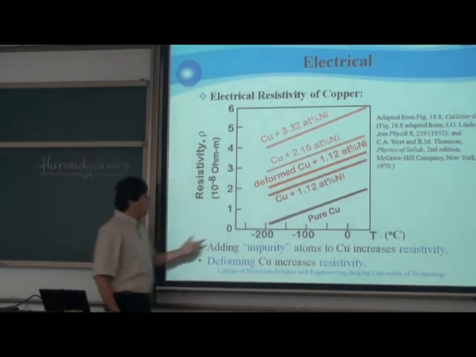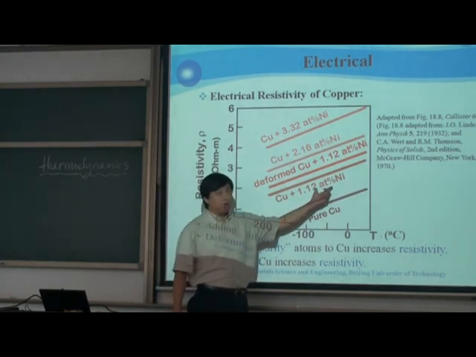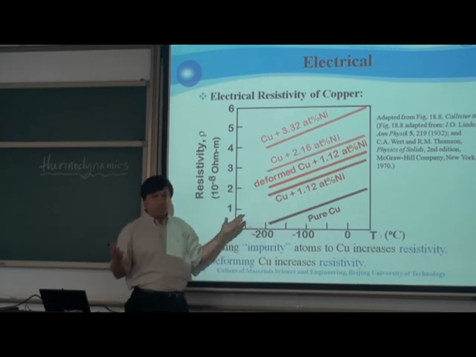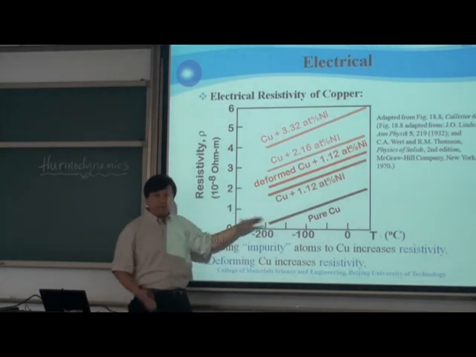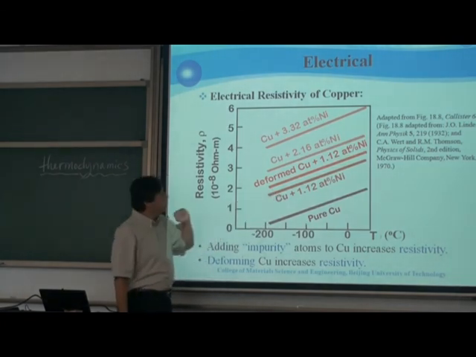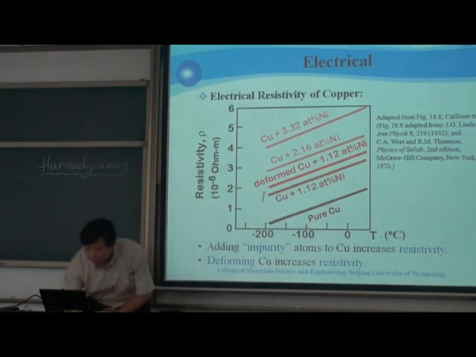Where's the difference? Because why? This is pure copper. If you add 1.12% nickel into copper, what is going to happen? You do see an increase in the resistivity value, right? Now, let's look at, this is number one. Okay, let's look at number two.